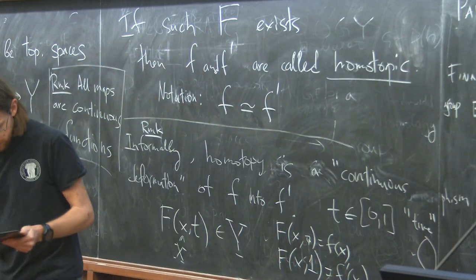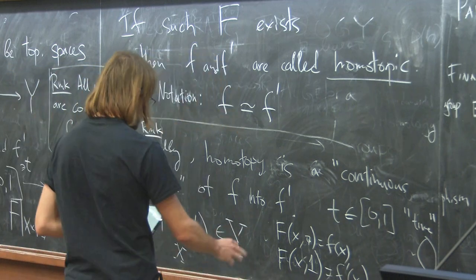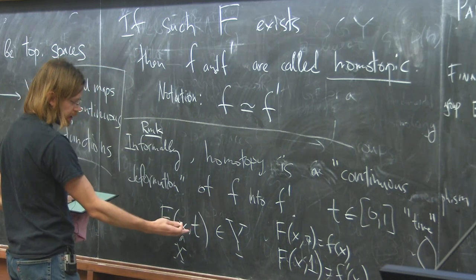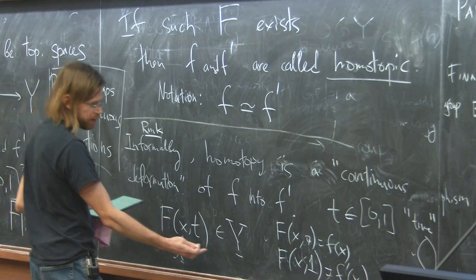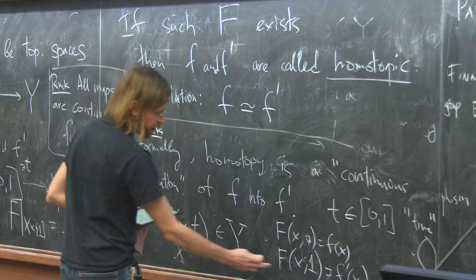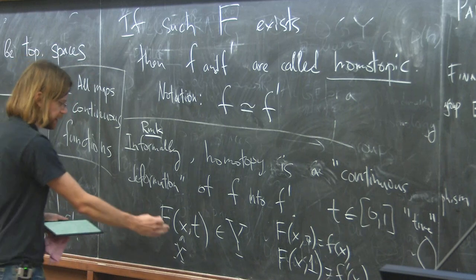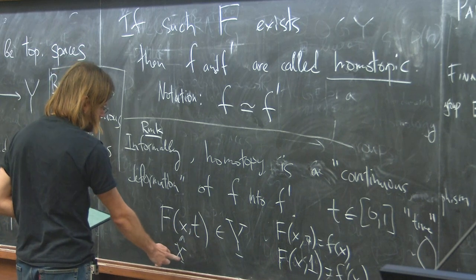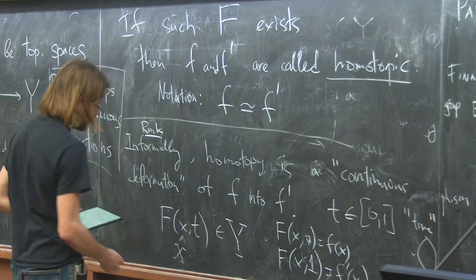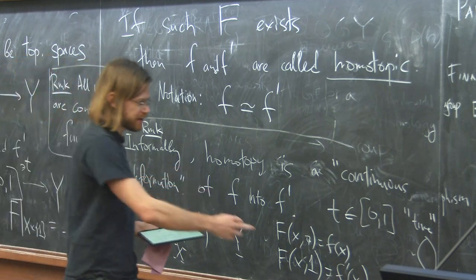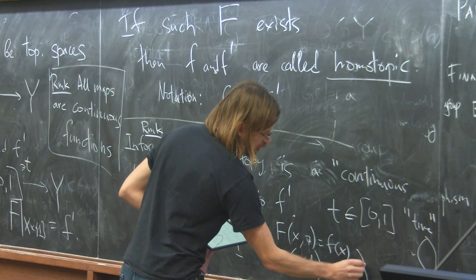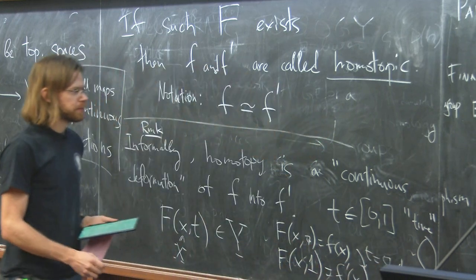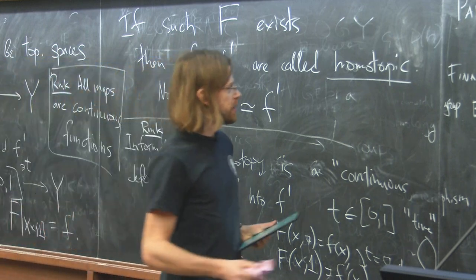In between we have some function F of x and t. When t is 0, we have the function F of x, and when t becomes 1, this is the function F prime of x. But in between, for any fixed t, there is some continuous function from big X to big Y. And once we change this parameter, this function deforms into this one. So let's consider some simple example.